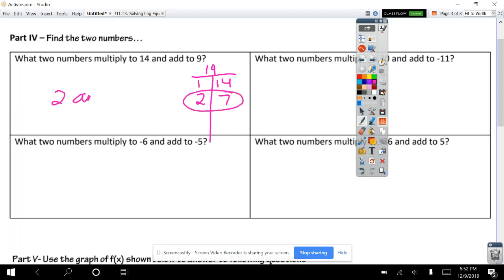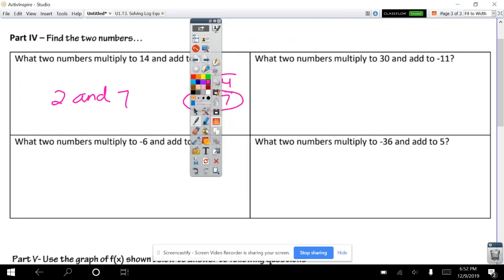So 2 and 7. What 2 numbers multiply to 30 and add to negative 11? Well, I'll make a little factor chart for 30: 1 and 30, 2 and 15, 3 and 10, 4 doesn't go in, 5 and 6.